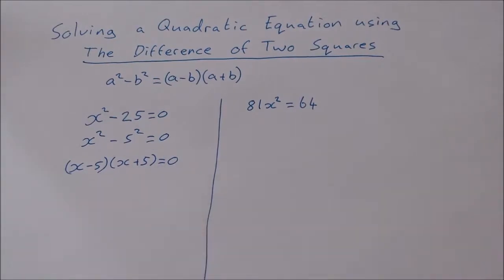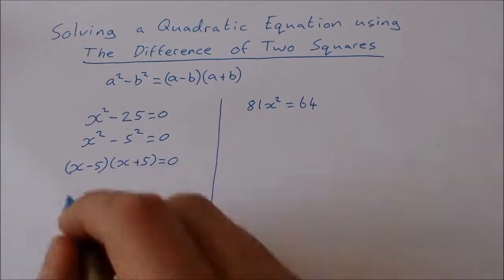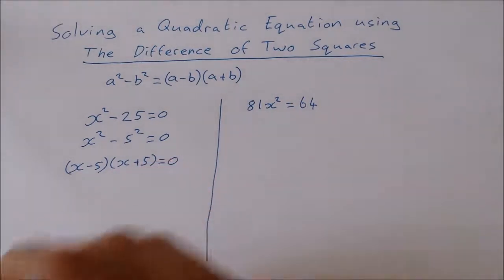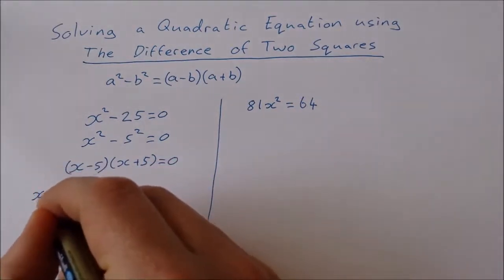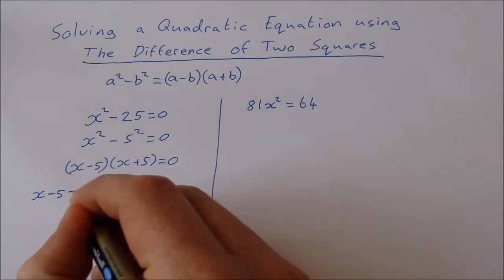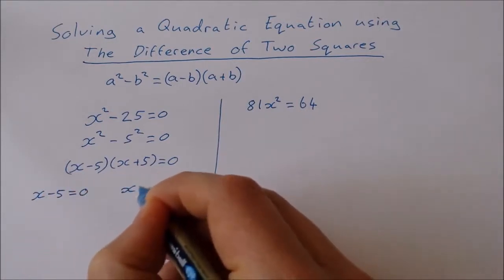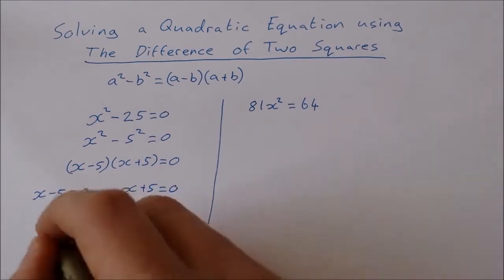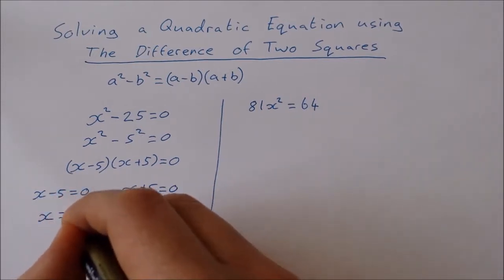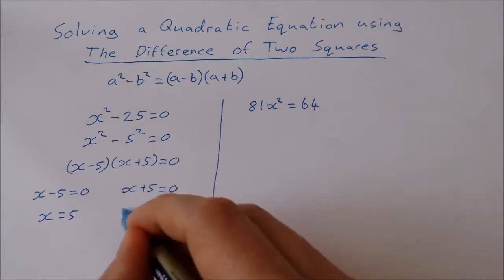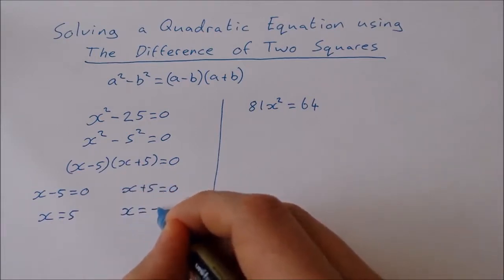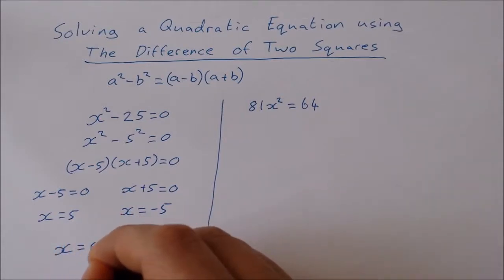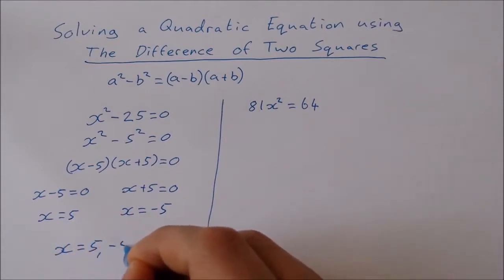Now when I factorize a quadratic equation and I get two factors and they're both equal to 0, then I have to let each one individually equal to 0. So I get x minus 5 is equal to 0 and I get x plus 5 is equal to 0. Add 5 to both sides here, I get x equal to 5. Subtract 5 from both sides here, I get x equal to minus 5. So my two solutions are x equal to 5 and minus 5.